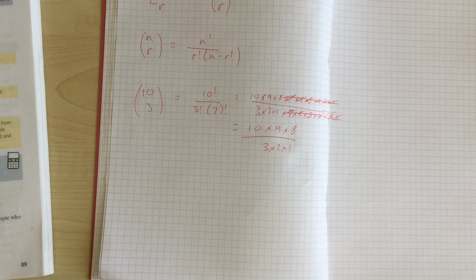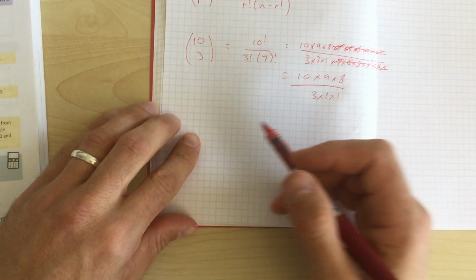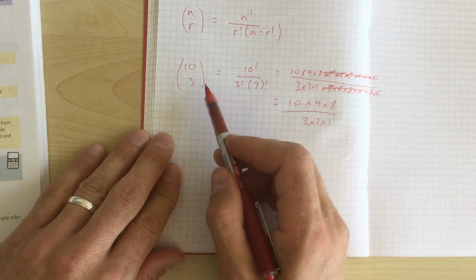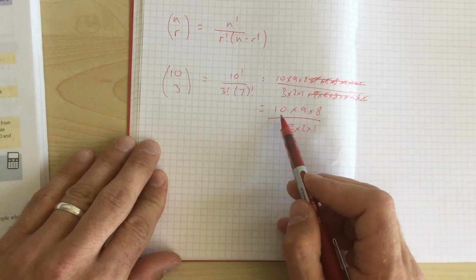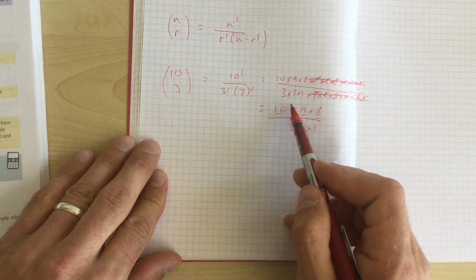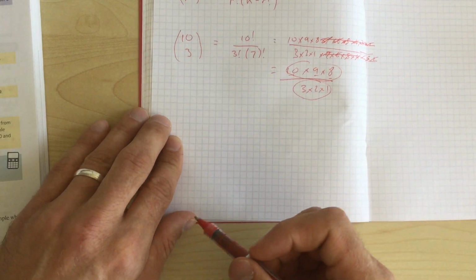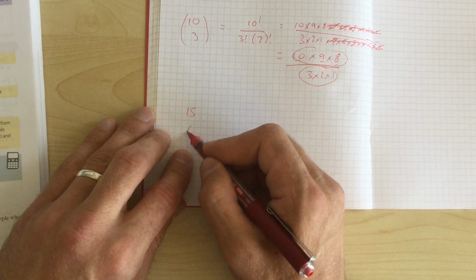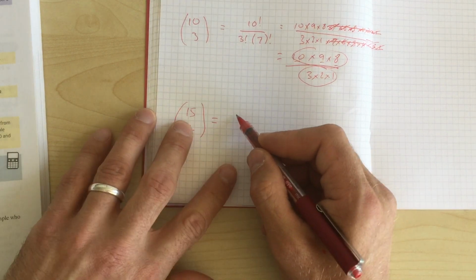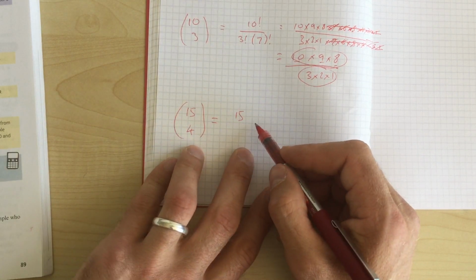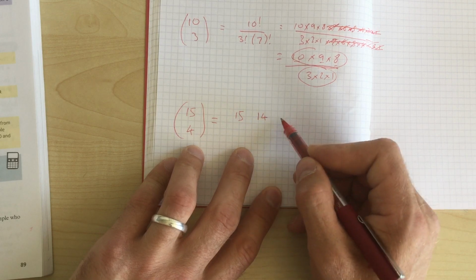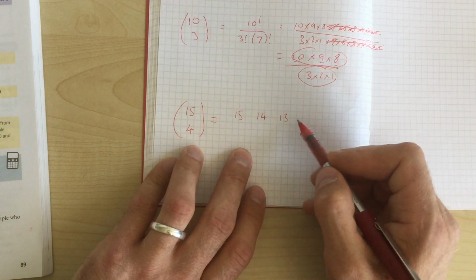So, if we look at that, what's happened is, we started with 10, then we get 9 and 8, so there are 3 numbers written down on the top, and then it's 3 factorial on the bottom, and that's the way you should be thinking about these. So let's say it's 15 choose 4: start with the number 15, and then write down the next number, which is 14, then 13, and keep going until you've written down 4 numbers.